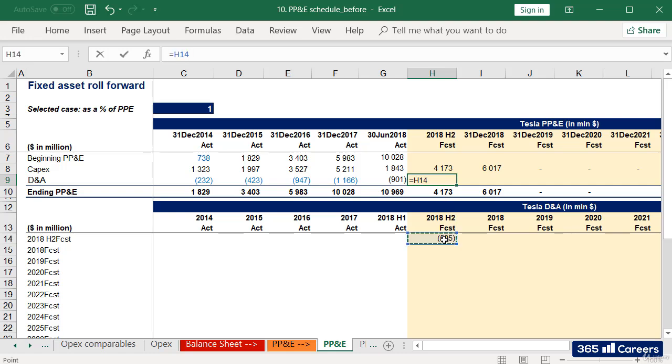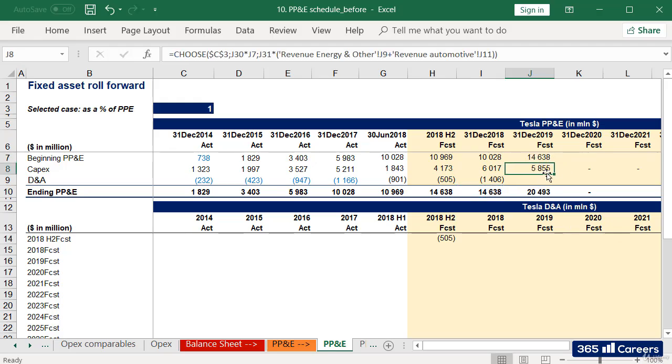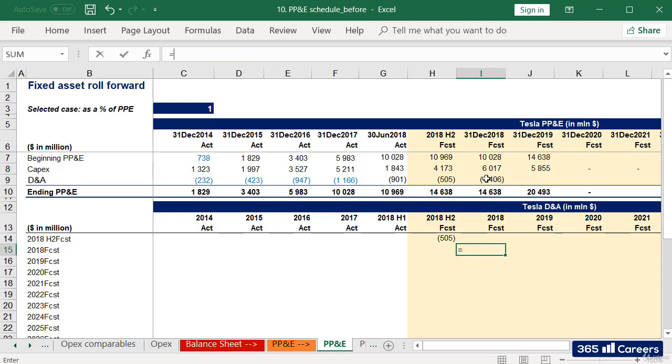The amount of D&A for the whole of 2018 is given by the sum of D&A in the first half of the year and D&A in the second half of the year. We already have both, so I'll sum them here. This gives us ending PP&E for 2018. Ending PP&E for 2018 is the beginning PP&E for 2019, and this allows us to obtain CapEx 2019.